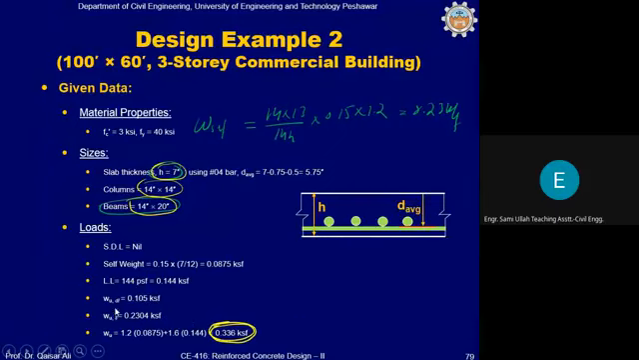Why we need ultimate dead load and ultimate live load separately? Can you tell me? Because for positive moment calculation, we need separate dead load and live load values.